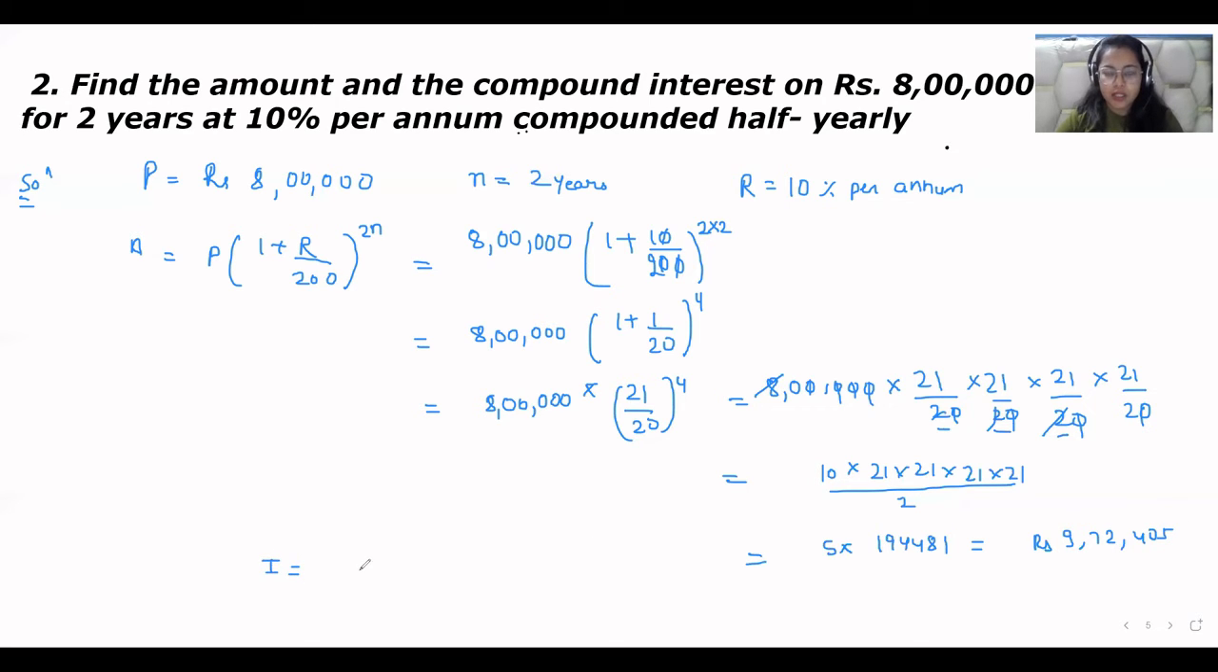So what is our interest? Our interest is amount minus original principal. Our amount is 9,72,405 and our principal is 8 lakh. After subtraction, we get 1,72,405.